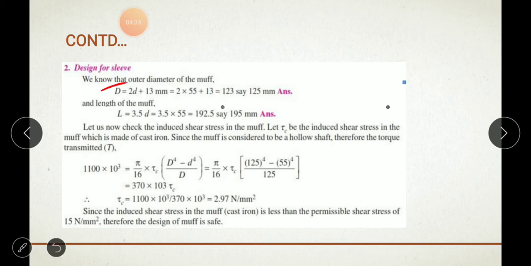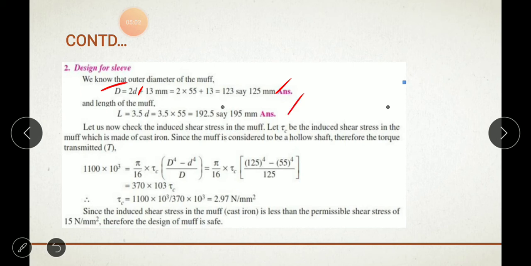The formula for this is D equal to 2d plus 13, where small d is the diameter of the shaft, which we already calculated. Substituting 2 into 55 plus 13, it happens to be 123. So let us say 125 on the safe side. The length of the muff is 3.5 times the diameter of the shaft, so it is 3.5 into 55, that is 192.5, or say 195.